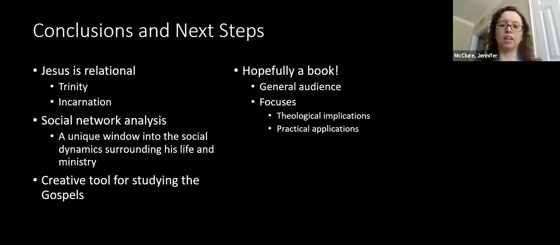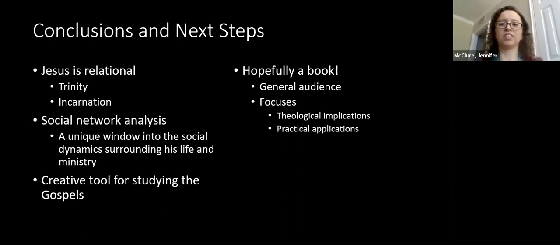And so, because of that, it's important not just to understand his life and ministry and his teachings, but also to understand the relationships surrounding him. Social network analysis does give us a unique window into understanding social dynamics surrounding Jesus' life and ministry that sometimes we don't get with the textual tools from biblical studies. And hopefully you've enjoyed this and found this to be a creative approach for understanding the Gospels.